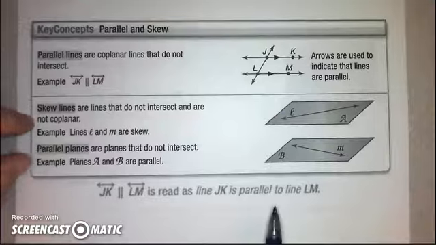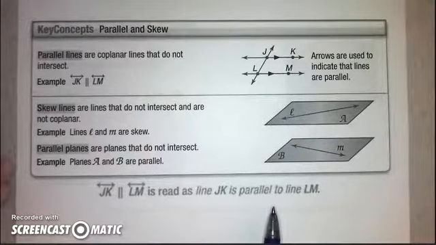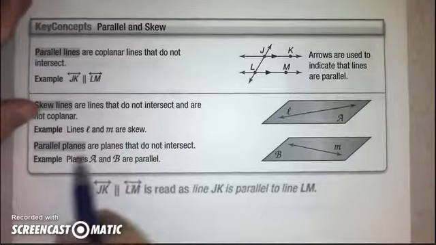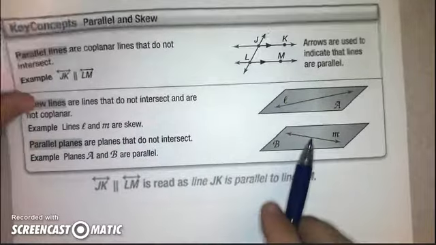We talked about skew lines. They are lines that don't intersect but are not coplanar, and that's how they keep from being parallel. So skew lines are not parallel either, and they also don't intersect. And parallel planes are planes that do not intersect.